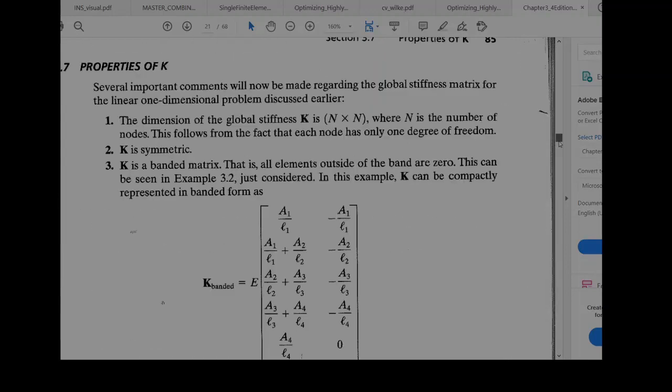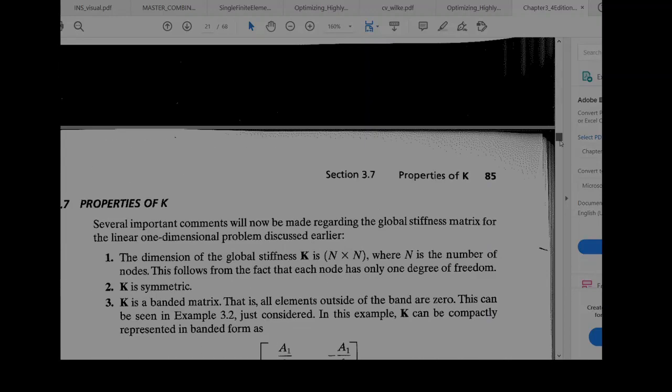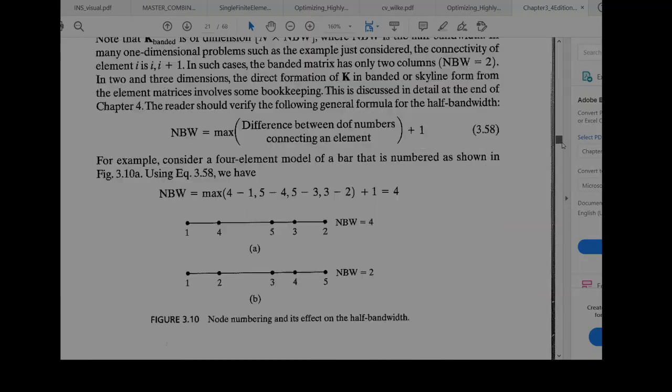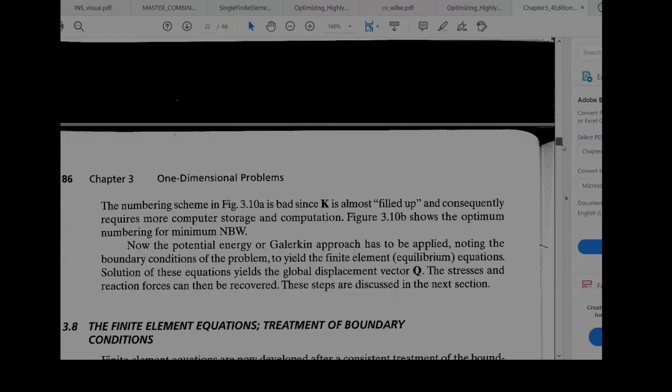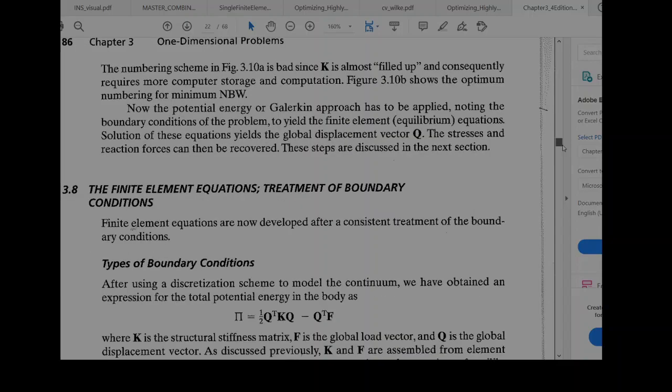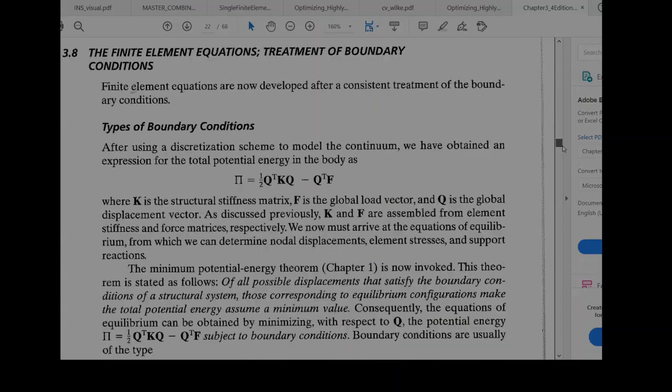Here's a discussion of the properties of K. K is symmetric. We've seen now that it's positive semi-definite, and we understand what that means. There are 0 eigenvalues, so there are rigid body modes associated with some of the properties of K. That's quite important.